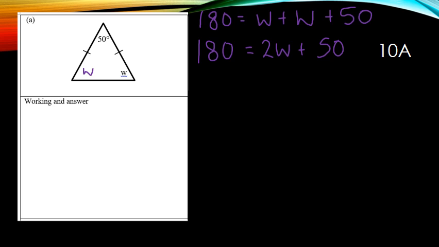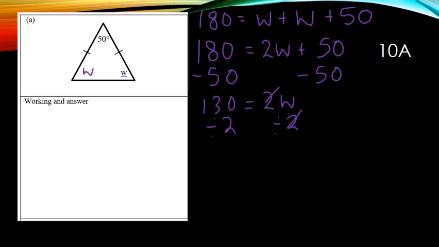All right, now let's work with our equation to rearrange. So to get rid of the 50, subtract from both sides. 180 minus 50 is 130 equals 2W. The last thing we have to do is divide both sides by 2 because they'll cancel. So we'll get W equals, and 130 divided by 2 is 75 degrees.